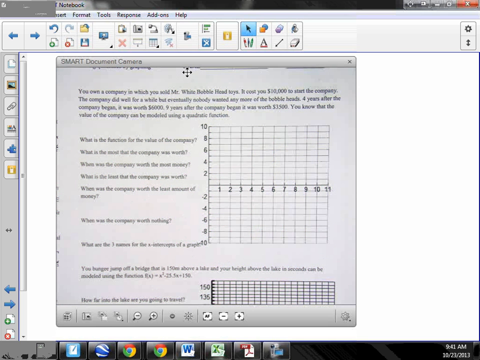It cost you $10,000 to start the company. The company did well for a while, but eventually nobody wanted any more of the bobbleheads. Sad. And that's when I had my nervous breakdown. 4 years after the company began, it was worth $6,000. 9 years after the company began, it was worth $3,500. And you know that the value of the company can be modeled using a quadratic function.